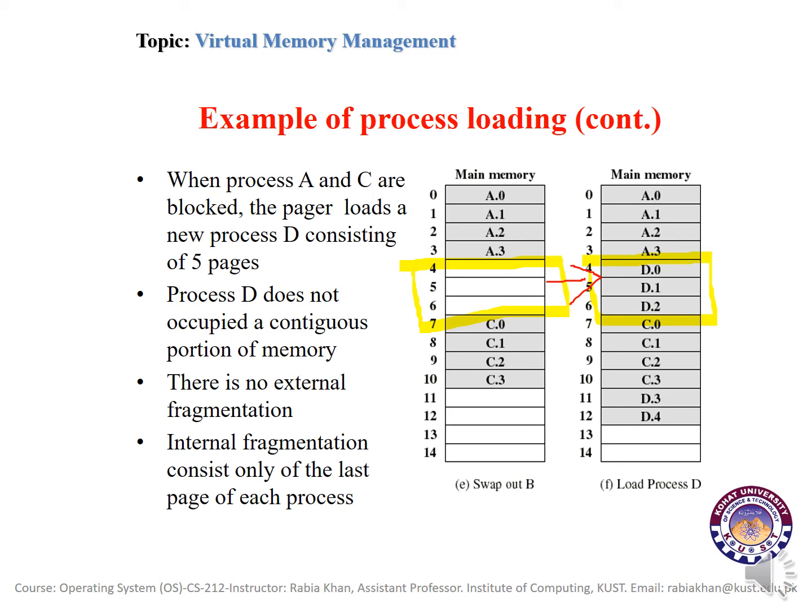While 2 of its pages will be loaded after process C, that is in frame numbers 11 and 12, as you can see in the diagram. 2 of the pages are loaded in frame numbers 11 and 12, that is after process C. So you can see the pages of process D are not contiguous, not one after another. Wherever it finds a free frame, it can occupy that frame.